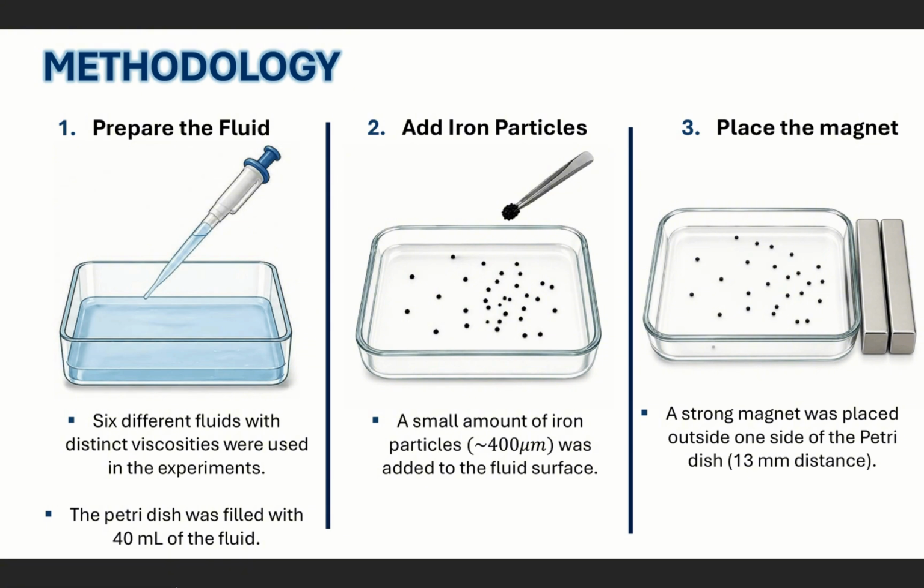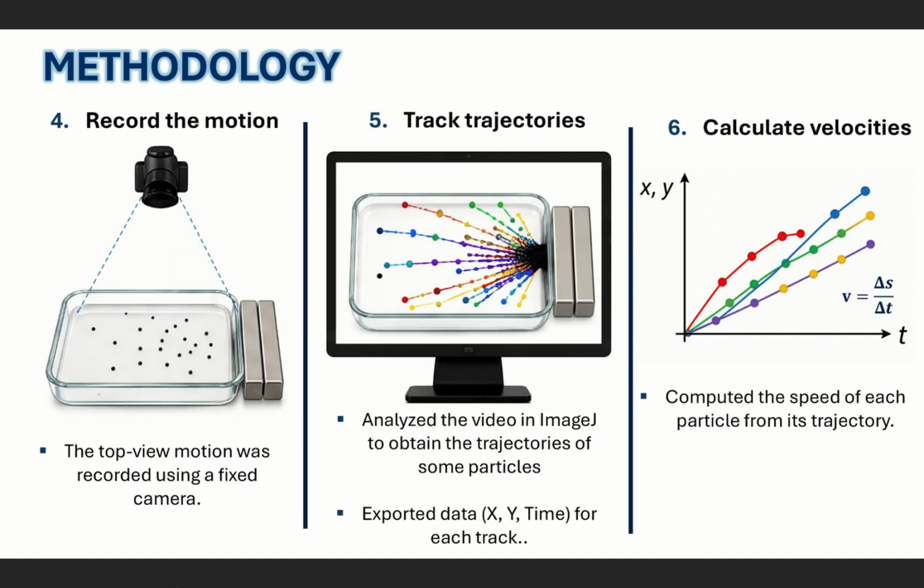In this experiment, we first prepared 6 different fluids with distinct dynamic viscosities. For each trial, exactly 40 ml of fluid was poured into a Petri dish and a small amount of iron fillings were added. A strong permanent magnet was placed outside the dish at a fixed distance of 13 mm from the edge. A camera was mounted above the setup to record the particle motion from the top view, giving us clear 2D data in the XY plane.